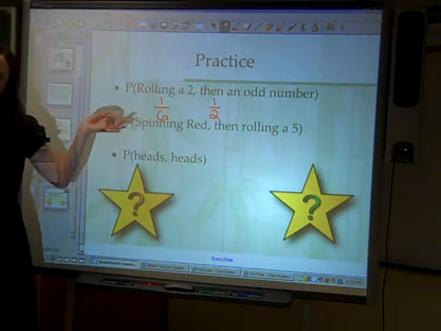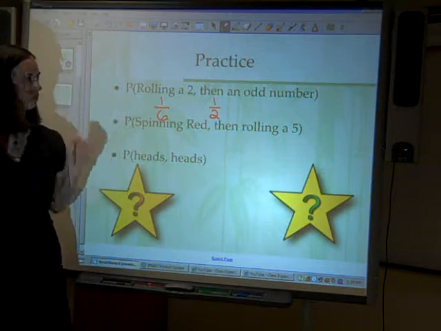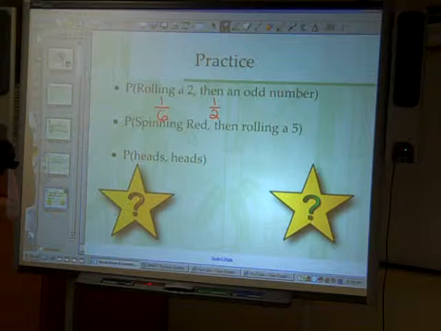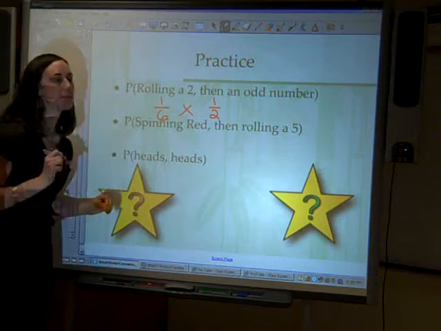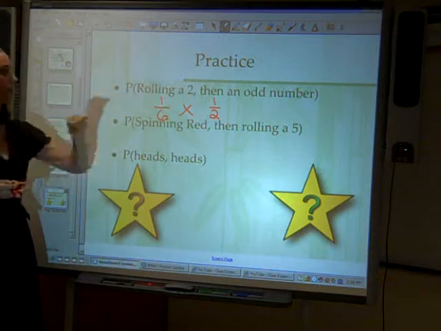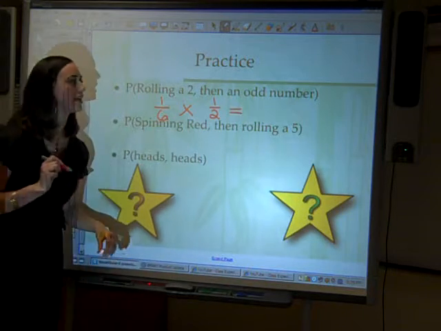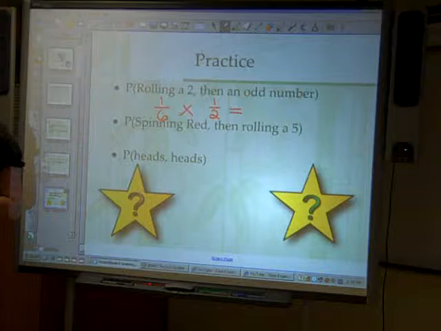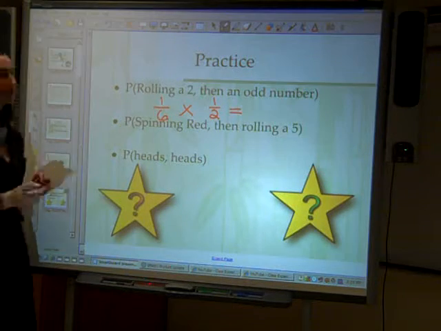So do I just leave it like that? Do I just put 1/6 and 1/2, and that's my total probability for both those things happening? Yeah. Brianna? Multiply. I have to multiply. The key thing with independent events, you multiply the probability of both events. So who can tell me what is the total probability of rolling a 2 and then an odd number? What does that come out to be? Nick? 1/12.